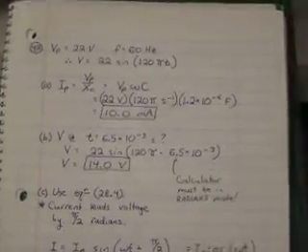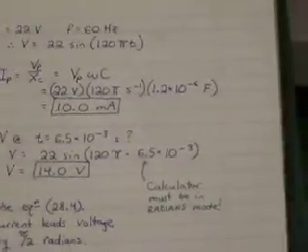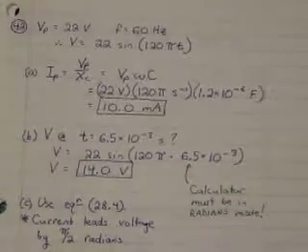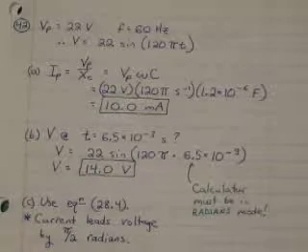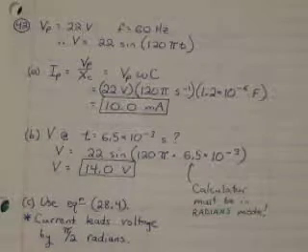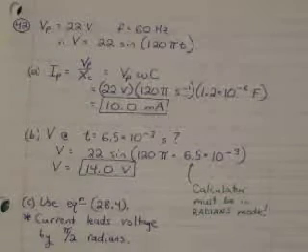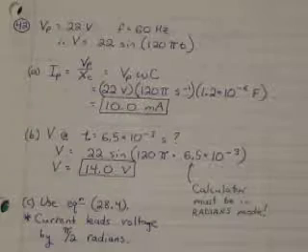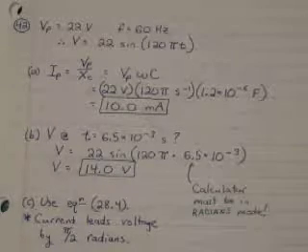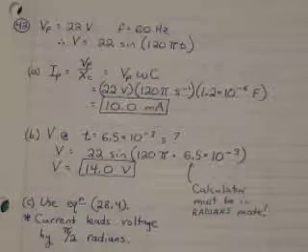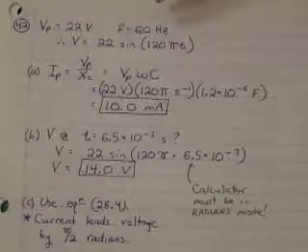Number 42. A capacitor is connected across a generator whose output is given by the formula. Find the peak current and the magnitude of voltage and current at a specified time, 6.5 milliseconds. Peak voltage is 22 volts.